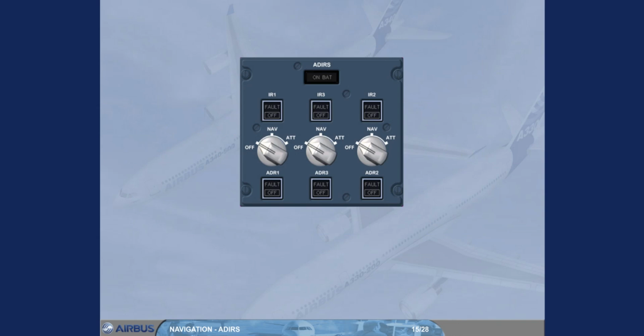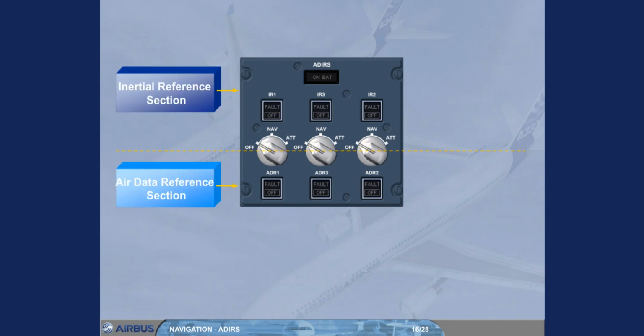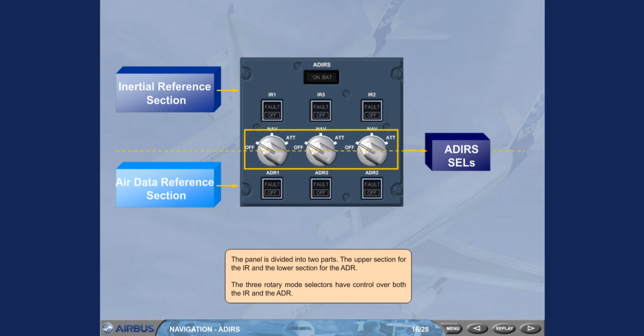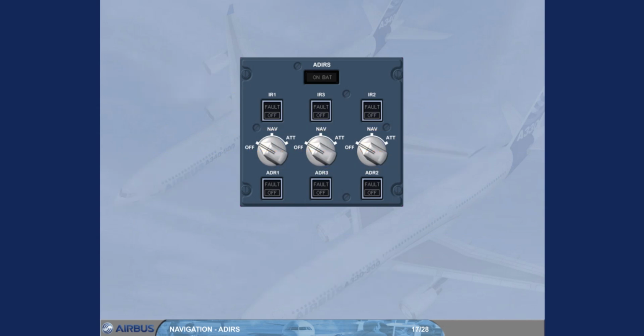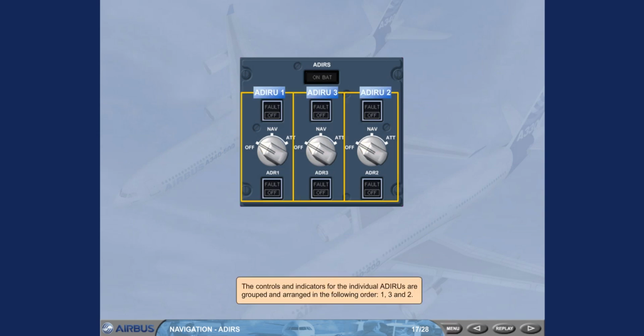Now, let's look at the Mode Selector Unit panel, MSU. The panel is divided into 2 parts, the upper section for the IR and the lower section for the ADR. The 3 rotary mode selectors have control over both the IR and the ADR. The controls and indicators for the individual ADIRS are grouped and arranged in the following order: 1, 3, and 2.